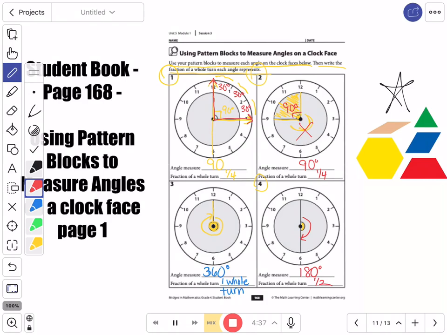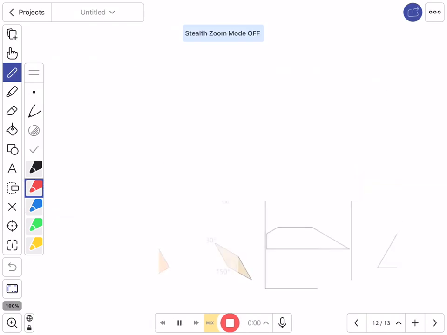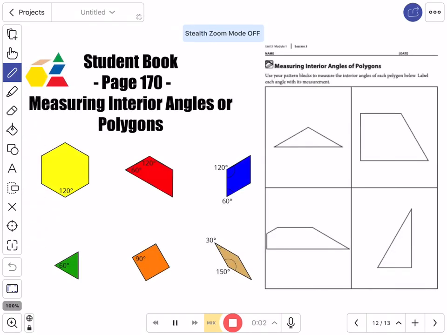And the fraction of a whole turn would be 1/2, which means I went 1/2 of the way around my clock. Okay, so that's how I do that one. Please go ahead and fill these in for me. Just write down the angle measure and the fraction of the turn. Snap a picture, post it into Seesaw, okay?